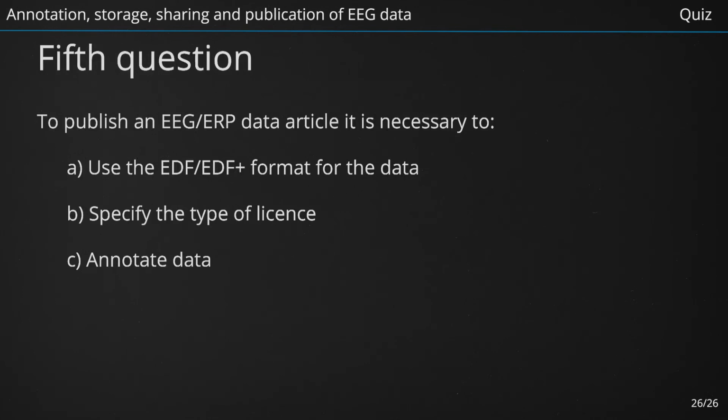To publish an EEG ERP data article, it is necessary to A. Use the EDF+ format for the data. B. Specify the type of license. C. Annotate the data. The incorrect answer is A.